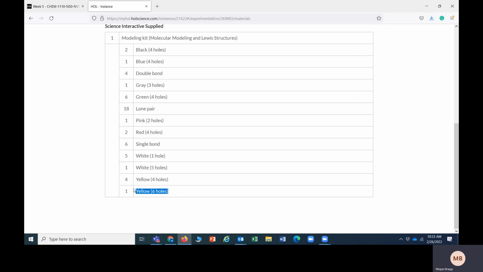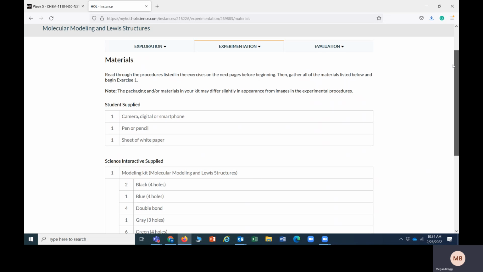If you were missing something that has 6 holes, there aren't any other options for that, but you could take this yellow one with 4 holes and make sure you make a note in your notes that this is what you did, and then try to just set the other bonds in there as though it had the 6 holes. You shouldn't be missing any pieces, but I'm just letting you know.